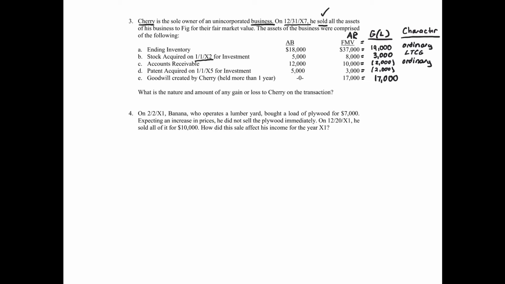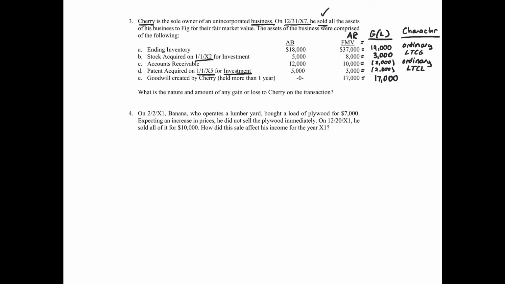D, patent acquired on 1/1/X5 for investment. We know from our capital asset list, number 4 deals with patents that are self-created or donated. Well, we're not told anywhere in this problem that Cherry self-created the patent. So we're going to assume it wasn't self-created. And it just says acquired for investment, so it seems like it was purchased from maybe the original creator or somebody else. That means it's going to be a capital asset. Now, it's held for investment, not business, so it's not business property, right? So that's going to be a capital asset. It was acquired on 1/1/X5, sold on 12/31/X7. That means it's going to be a long-term capital loss of $2,000.